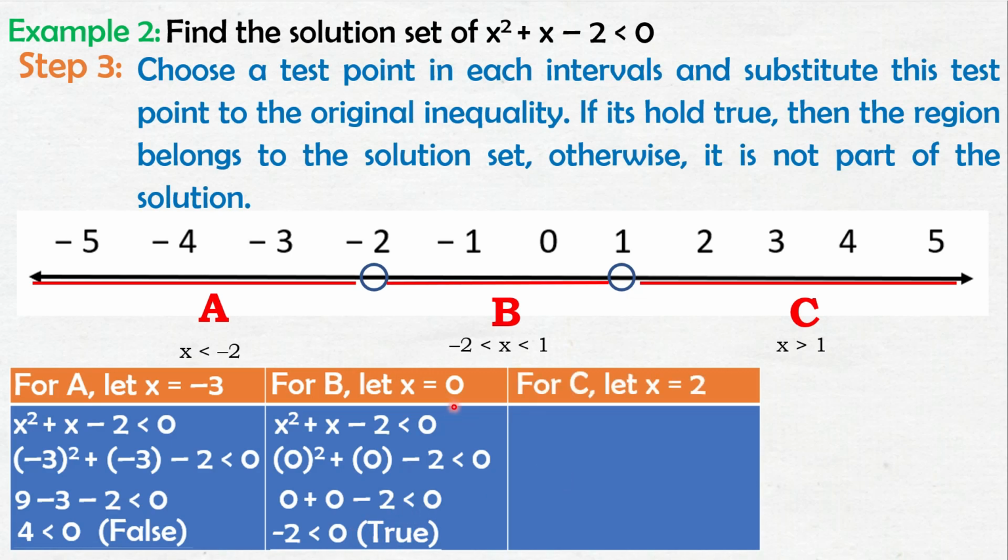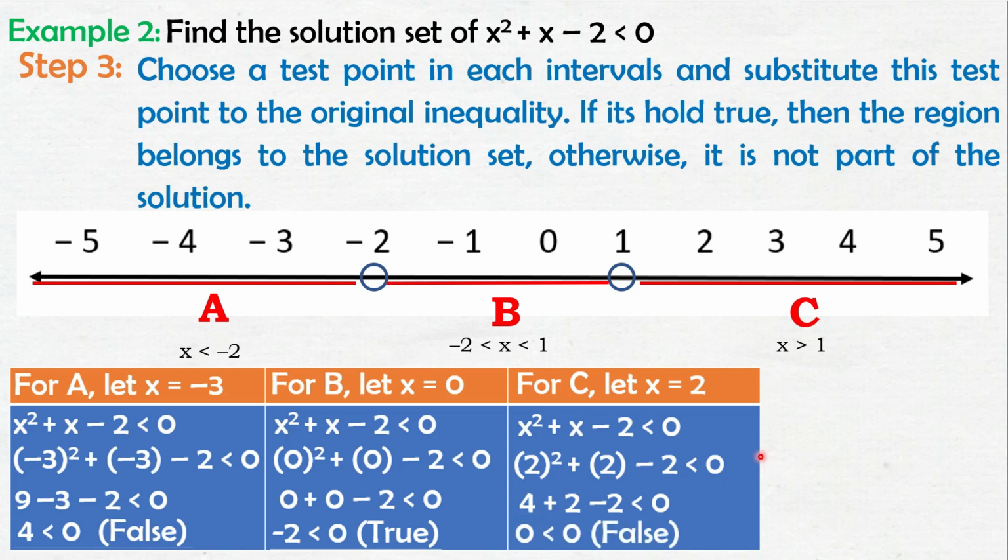And for region C, we let x equals 2. So, pili lang tayo ng mga numbers under region C or interval C. So, kukunin ko lang dito ay si 2. Pwede nyo rin kunin si 3, 4, or 5, and so on. So, substitute ko si 2 sa original quadratic inequality. So, that is 2 squared plus 2 minus 2 less than 0. Simplify, 2 squared, that is 4. So, we have 4 plus 2 minus 2, that is 0. 0 is less than 0. Which is false, diba? Kasi equal yung dalawang yan. 0 is equal to 0. So, since this is false, then itong mga numbers under region C ay hindi kasama sa magiging solution set natin.